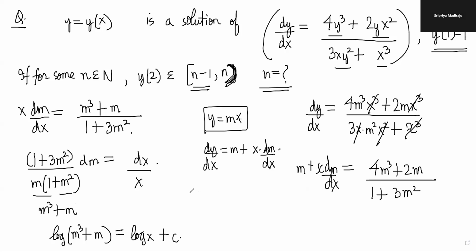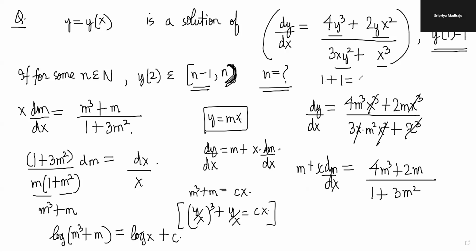m is equal to y by x. So we have m cube plus m is equal to cx. And we can now write y by x whole cube plus y by x is equal to cx, right? Y of 1 is 1. That means you have 1 plus 1 is equal to c. So c is 2. And therefore, you have y by x whole cube plus y by x is equal to 2x, right?